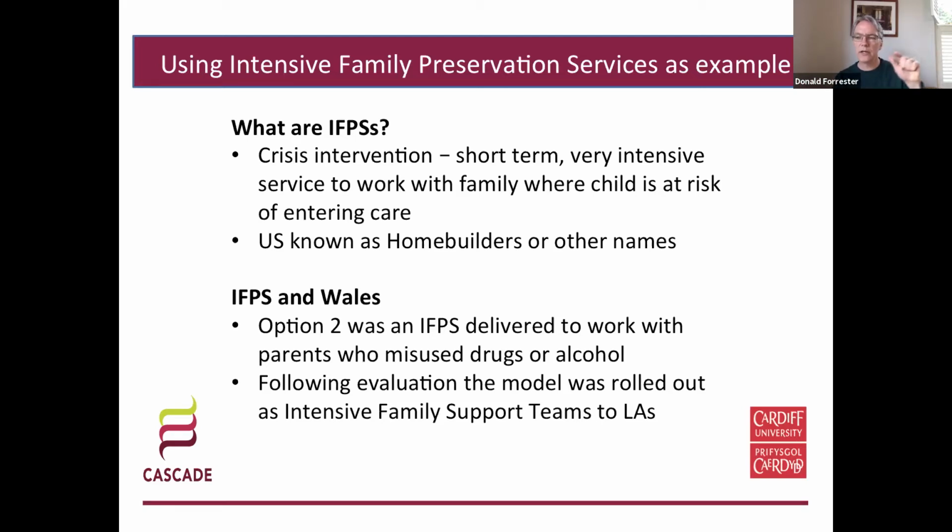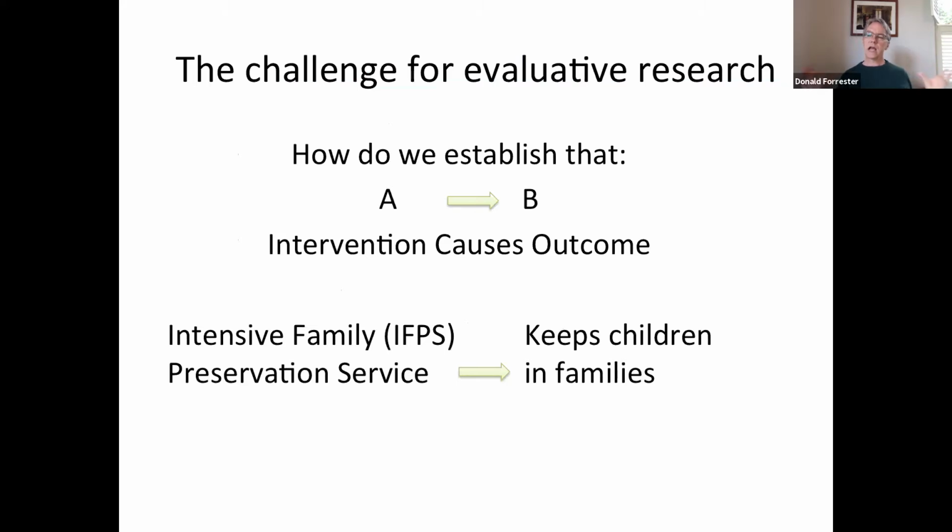I want to look at different studies and the contributions they've made to help us, A, think about research methods for finding out what works, and B, realize some of the limitations of every method that we've used to date and what we might begin to think about doing differently. So the challenge for all evaluative research is really to find out that A causes B, that a service causes an outcome. So in terms of intensive family preservation services, IFPS, the question is, do intensive family preservation services keep children in families and keep them out of care?